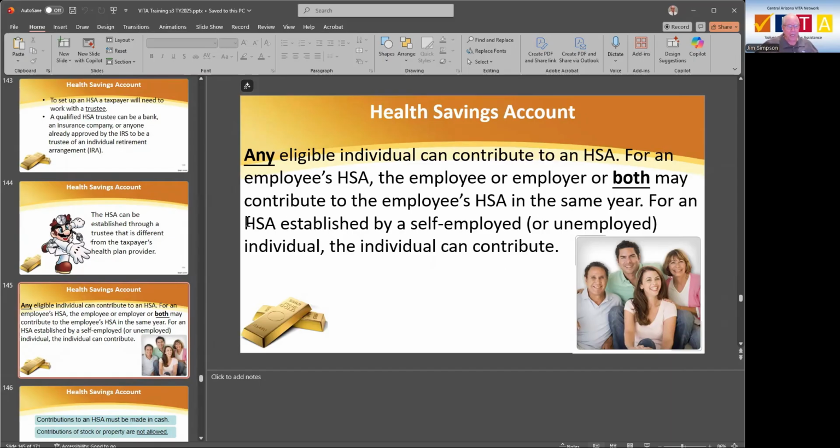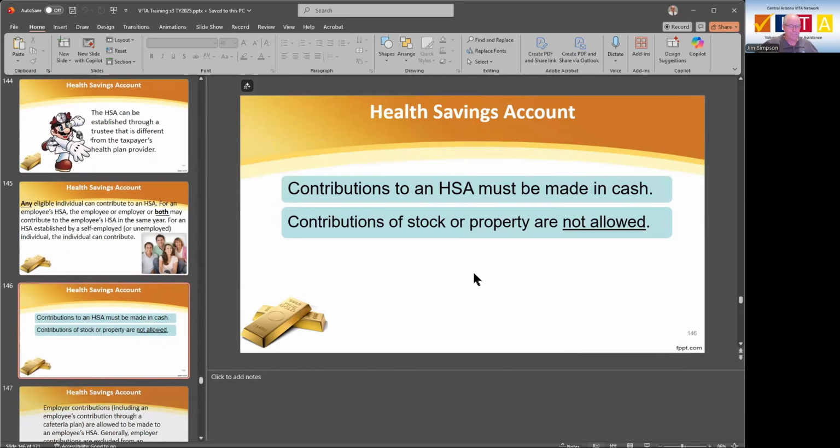An HSA could be established by a self-employed person. Okay, again, it has to be high deductible. And then the individual could contribute money. Contributions to an HSA must be made in cash. You can't take stock that your uncle left you in Microsoft and contribute that. You've got to sell the stock first, and then write a check to the HSA trustee.